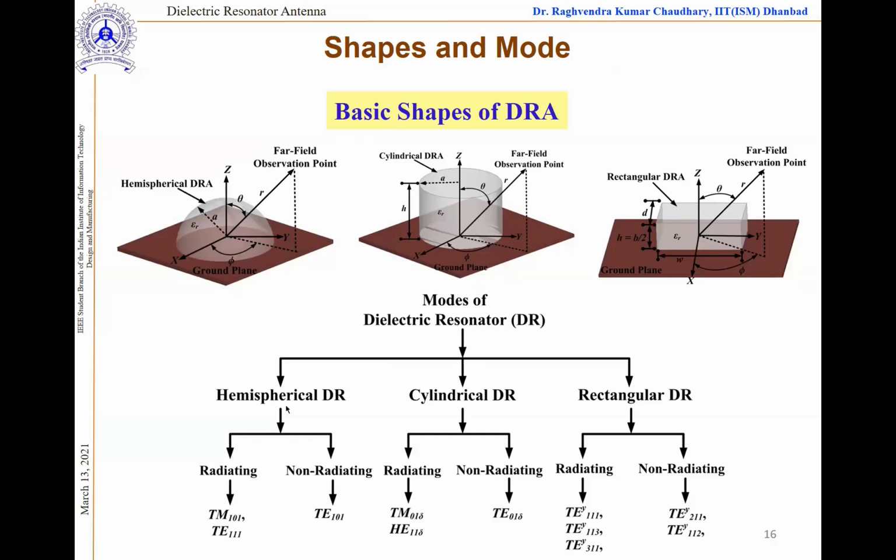For the hemispherical DR, what we find is that the TE101 Delta is a non-radiating mode, whereas for the cylindrical DR, TE01 Delta, we are saying it is non-radiating because radiation efficiency and other things are less as compared to the HE11 and TM01 Delta modes. And for the rectangular DRA, the radiating modes are TE2Y11, TE2Y113, and TE2Y311. Correct? You need to take care, because you need to understand the coupling mechanism. When you couple these DRs, this mode should come out within the DR.